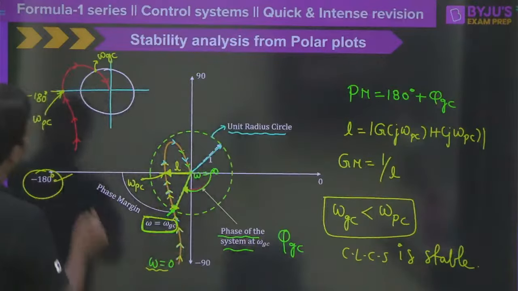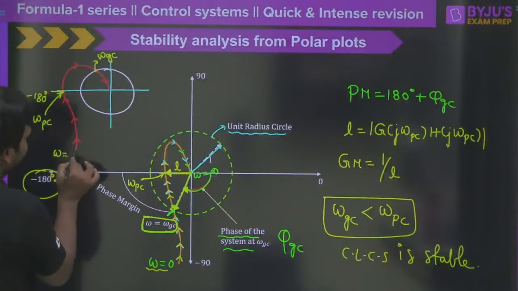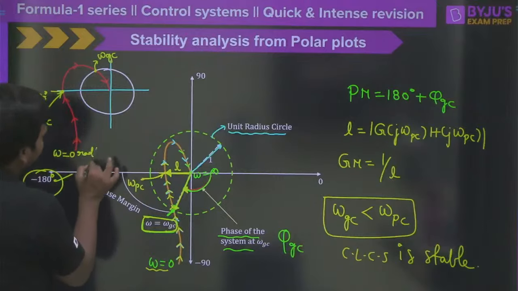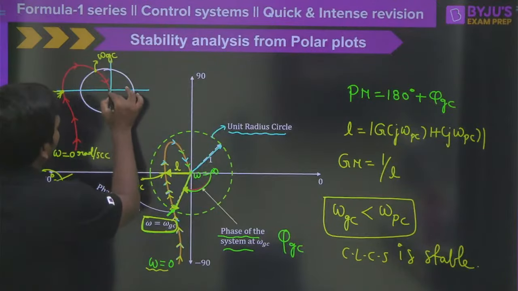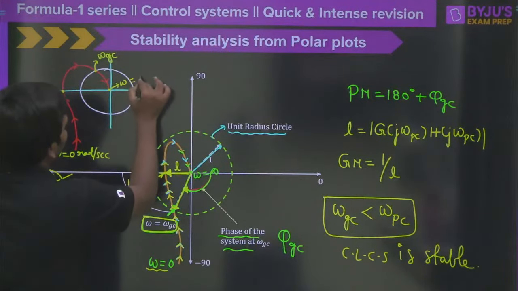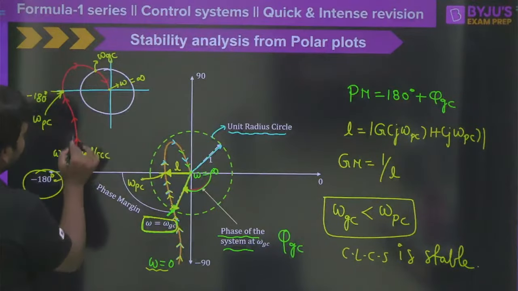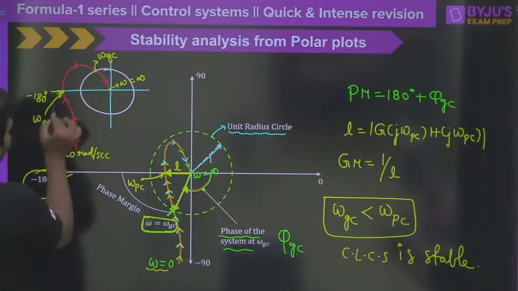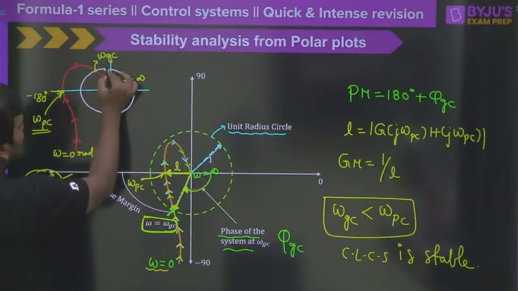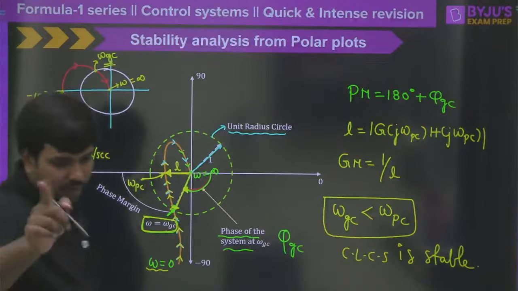But if you apply common sense, we are raising the frequency, correct? We are increasing the frequency from omega equal to 0 radian per second, and we are about to reach the final value as omega equal to infinity. In the journey from 0 to infinity, omega PC is coming first, omega GC is coming next. So which is high, which is less?